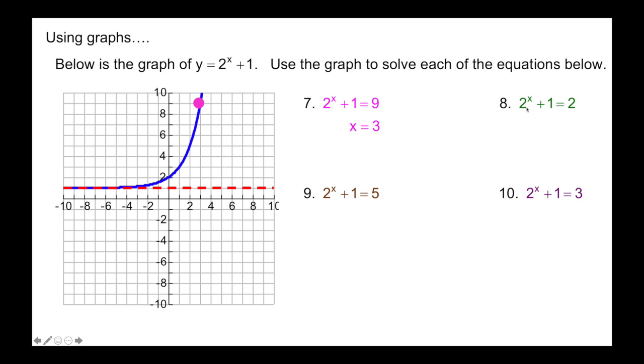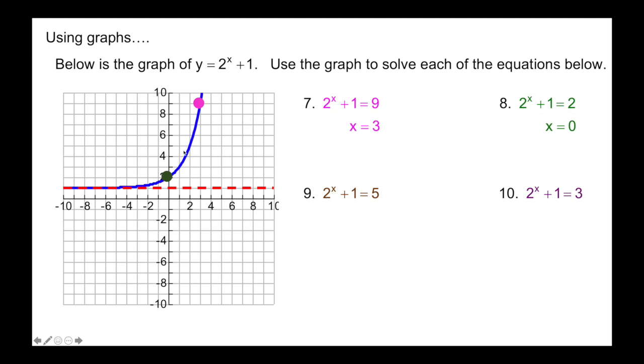For my next one, looking at that same graph, I'm going to look for 2 this time. So I come up to 2, and it's actually right here. So that's the point that I'm looking at. When I look at its associated x value, it's right here at the origin, which means that's going to be 0. Again, when I check it, 2 to the 0 power is 1, and 1 plus 1 is 2. Therefore, that is the correct answer.